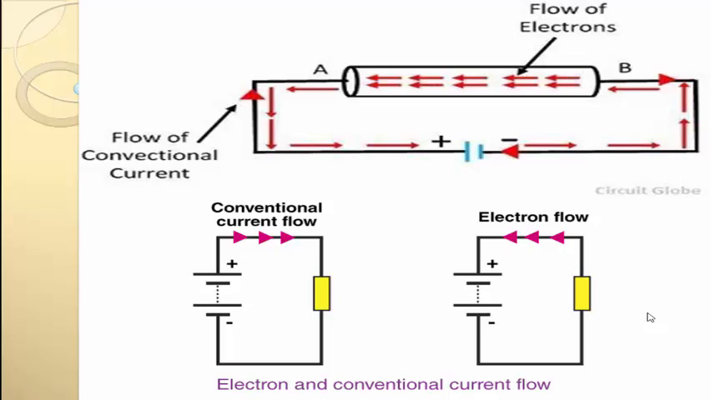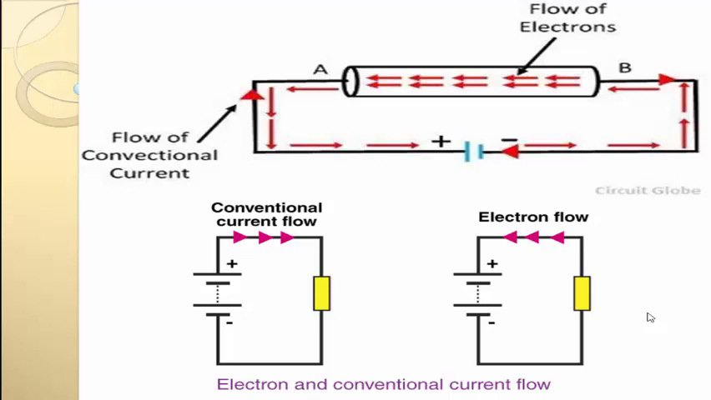As you can see in the diagram, the direction of flow of positive charge gives the direction of current. This is called conventional current. The direction of flow of electrons gives the direction of electronic current. The direction of electronic current is opposite to that of conventional current.